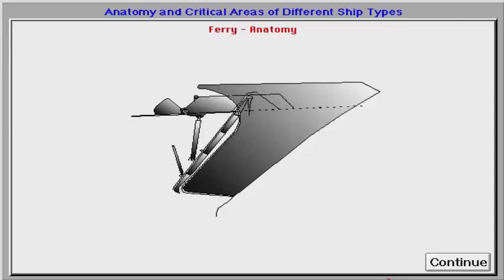There are two types of bow visors that are considered to be the main critical area of present ferry design, with ramp and bow door. The passenger ferry does not differ much from a ro-ro ferry, both having open car decks.